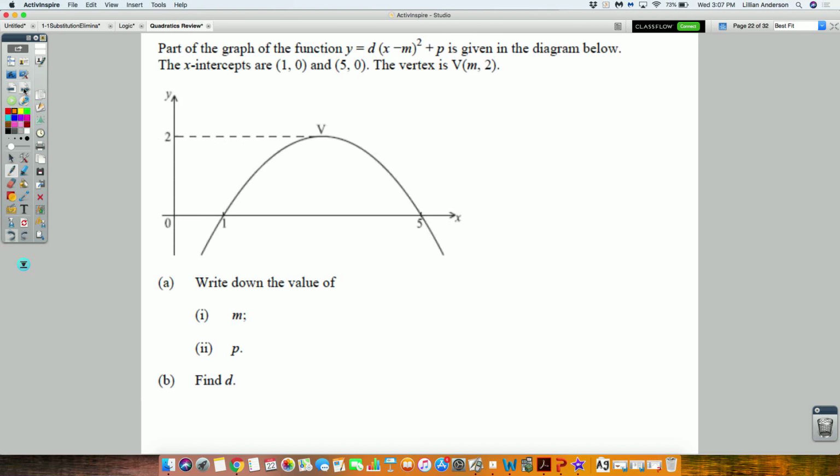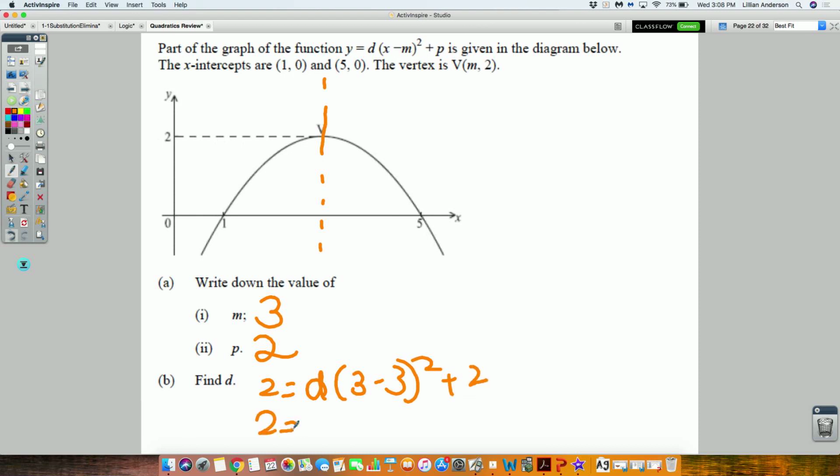Here we go. This one, write down the values M and P. They represent your vertex, and it told you that the vertex was at M, 2. Since this serves as the axis of symmetry, what's halfway between 1 and 5? So M was 3, P was what? 2. Then you had to find the value of D by using the vertex and plugging it in to the vertex form. So 2 equals D, 3 minus 3 squared plus 2.